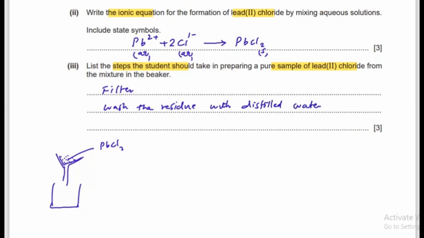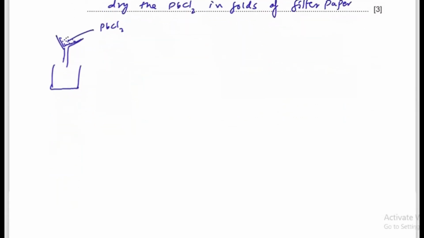And the third point should be that we dry the salt, and we can dry the salt between the folds of filter paper, and the salt is PbCl2. So dry the PbCl2 in folds of filter paper. So filter, wash, and dry. These are the three keywords a student must have in mind.